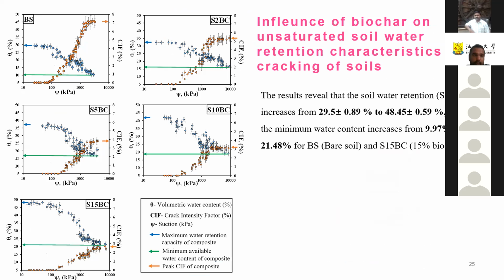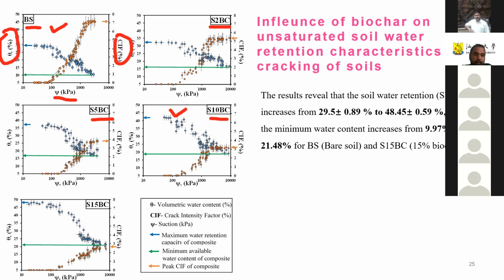And to help you understand this part, these are soil water characteristic curves that we got from this experiment for different types of soils. So this BS is bare soil. S2BC is soil with 2% biochar content. This is 5% biochar content. This is 10% biochar content. So let's take two curves, BS and S10BC. On the y-axis is theta, meaning volumetric water content. On the x-axis is suction. Okay, and this y-axis is crack intensity. So you can just visualize this as the amount of crack.